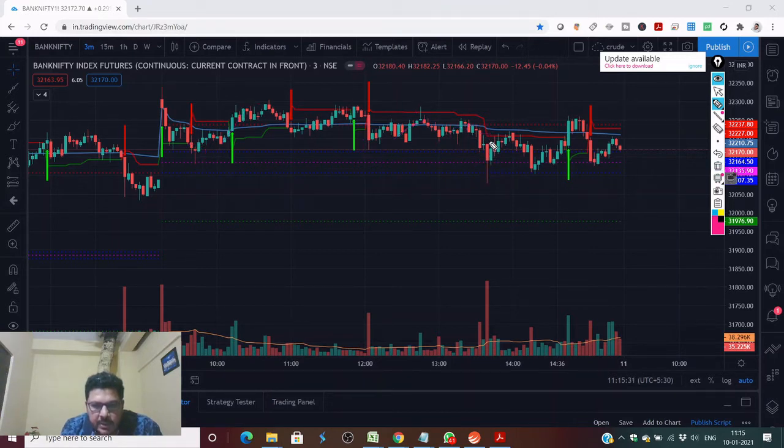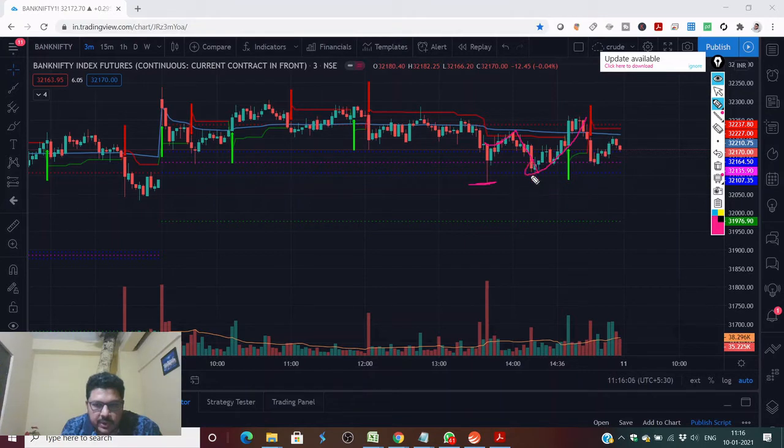Here it has broken the CPR, and if you have gone short here, you would have made a loss because the market jumped back from here. I would definitely wait for this high to be broken. Once this high is broken, you can take long, but even that was not fruitful. It would not have hit the stop loss, which would have been here, but you have to take a very low quantity, and then it could have gone up.